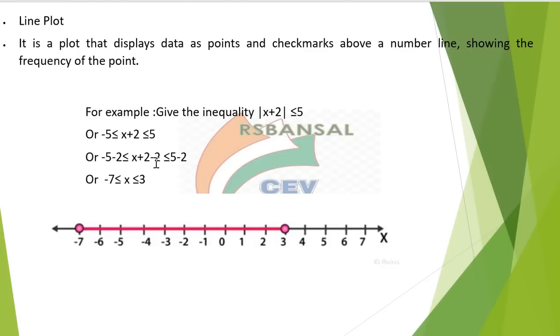So we subtract 2 from all of these: -5 - 2, x + 2 - 2, 5 - 2, which means x lies between -7 and +3. So you draw a number line with 0, on the right side positive 1, 2, 3, 4 and so on, and on the left side -1, -2. This red line shows the variation of x. It is from -7 to +3. So this is a line plot.